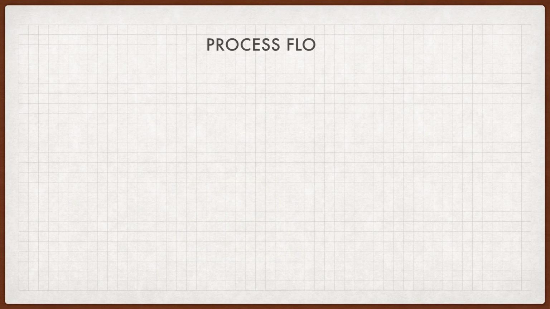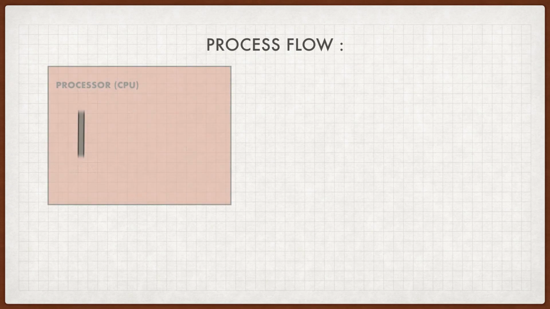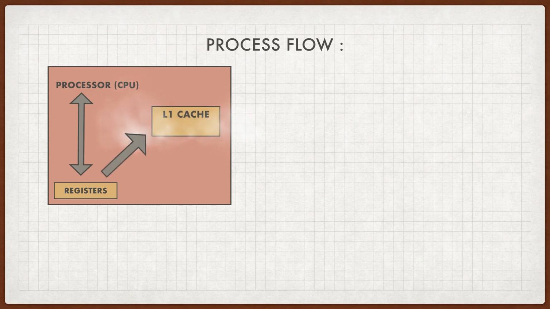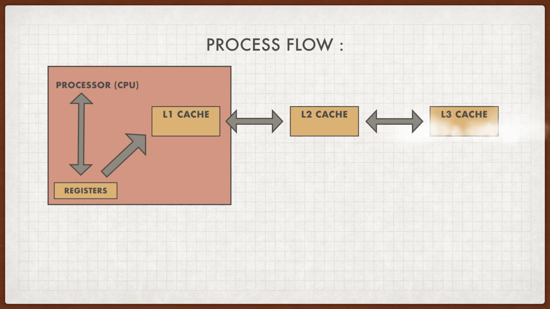So, now let's see the process flow. When the CPU needs some data, first of all, it registers the data. Then it will look inside the L1 cache. If it does not find it inside the L1 cache, then it will look inside the L2 cache. And if the data is not inside the L2 cache, then it will look into the L3 cache.